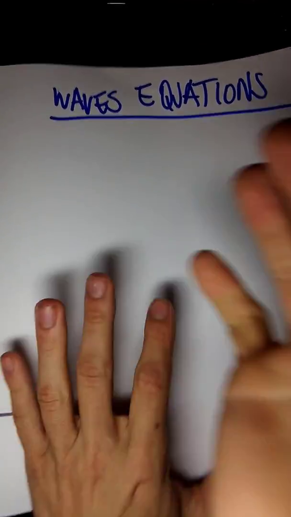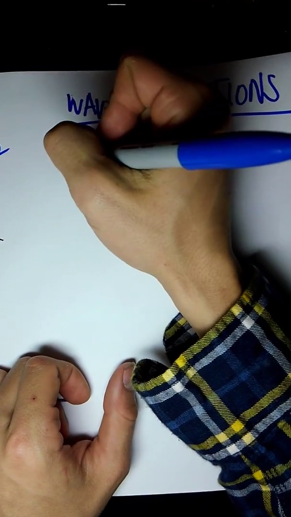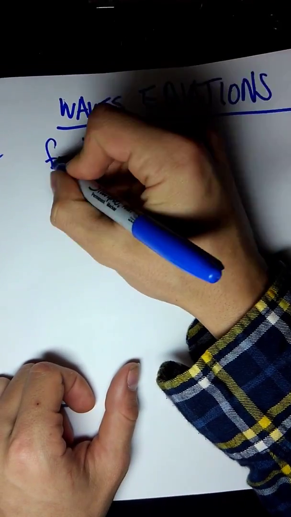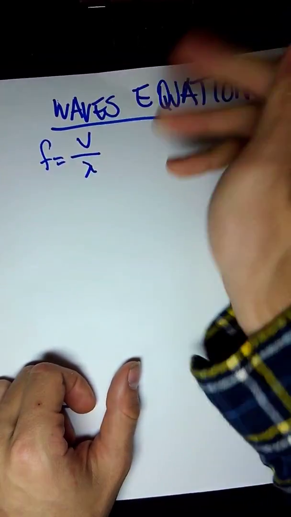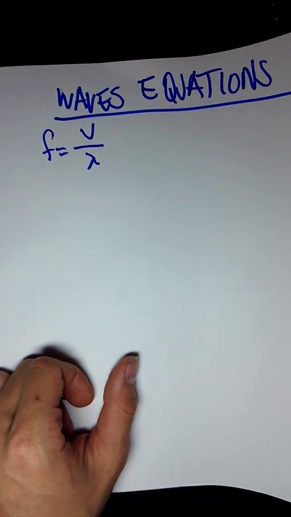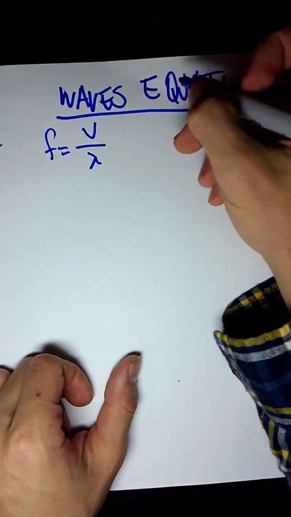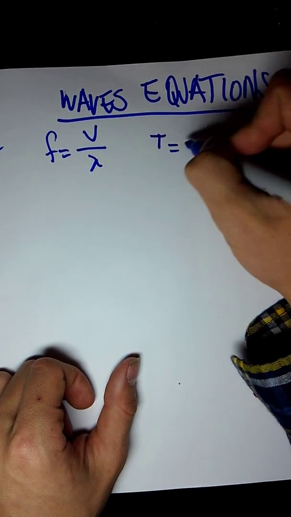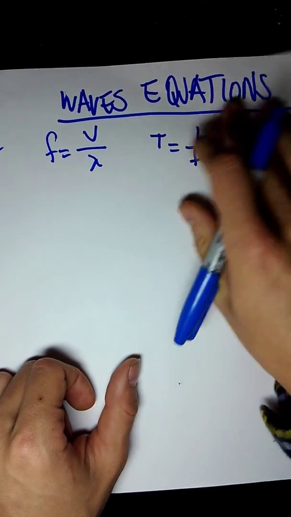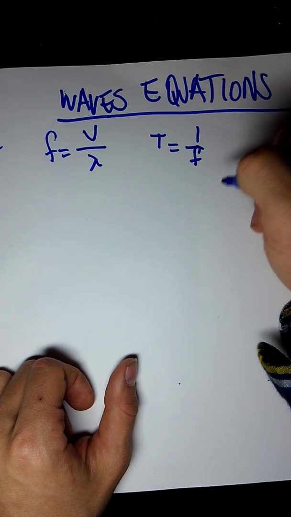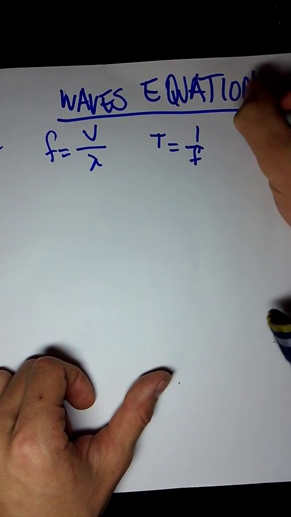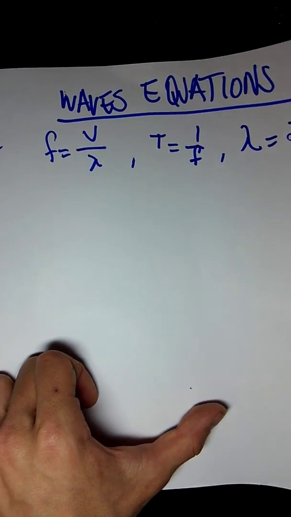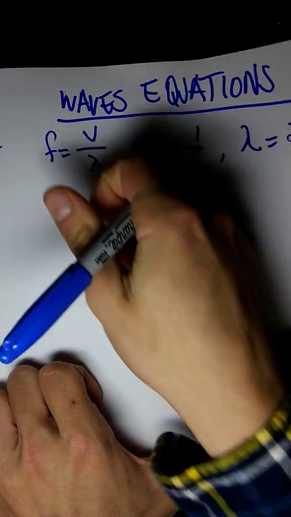Alright, so I'm going to list some basic wave equations that we'll be using here. The main one we're going to see a lot in this session is frequency equals velocity over lambda, the wavelength. So velocity over lambda is equal to our frequency, and period is equal to 1 over our frequency, the inverse of our frequency. If we had to solve for period, we also could use lambda is equal to 2 times the length, the length of a string.